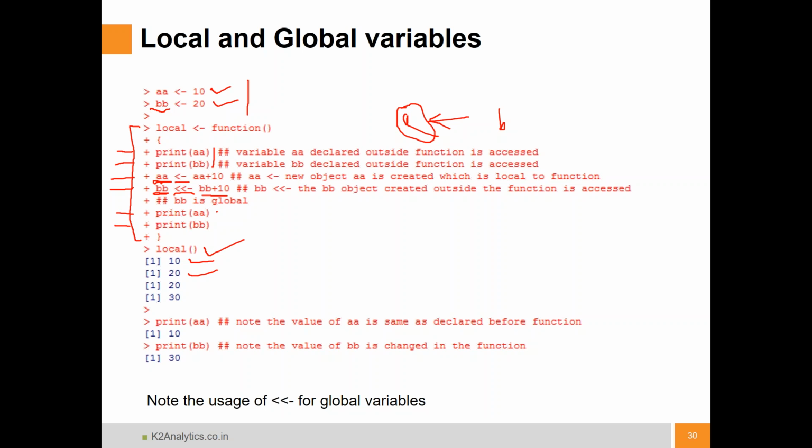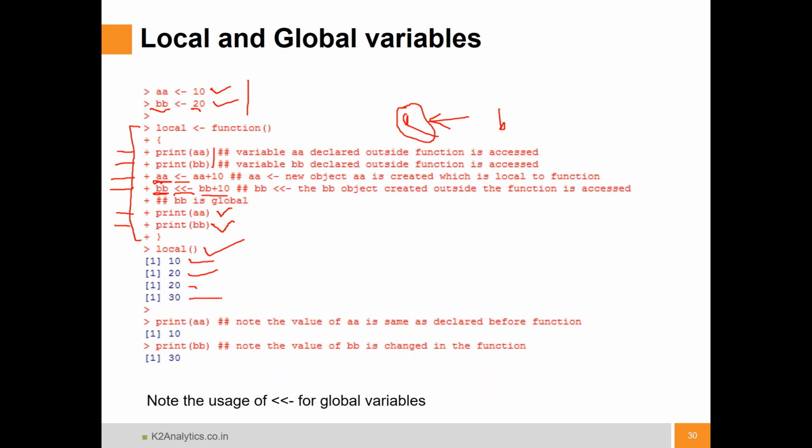Now when I print AA, what will be the value of AA? Because of the preceding step, AA plus 10, 20. So it will print 20. So this AA 20 will get printed. Now when I say print BB, it should be 30 because 20 plus 10, this was BB 20. This 20 plus 10, 30. This 30 was assigned to BB and we said change the value of the global. So here there is no local BB. So it will access the global BB and print 30.